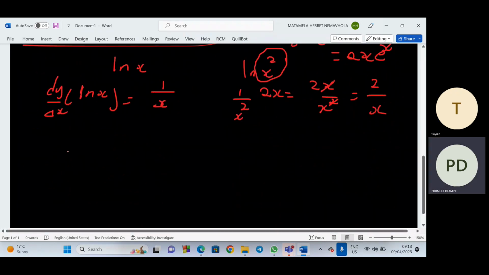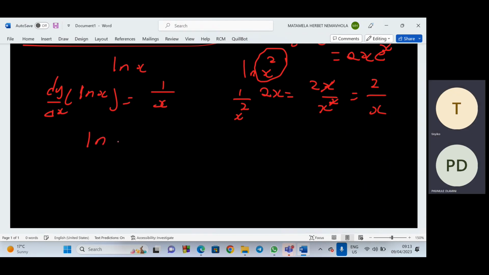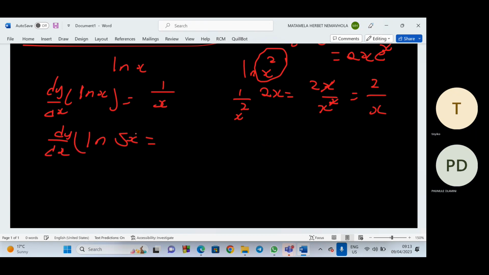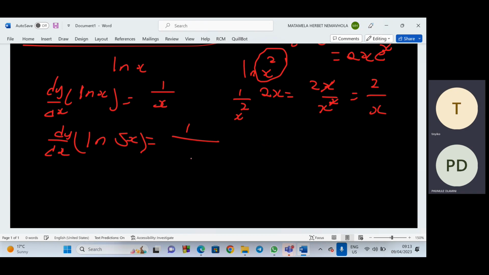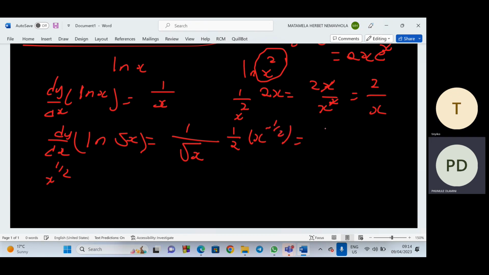So if we are differentiating, sometimes you can find that you are differentiating ln of, let's say, square root of x. So to differentiate ln, dy over dx of this is going to be equal to 1 over square root of x. But when we differentiate square root of x, remember square root of x is the same as x to the power 1 over 2. So when we differentiate x to the power 1 over 2, it's going to say 1 over 2 in brackets x to the power negative 1 over 2, which is still the same as 1 over 2 square root of x.